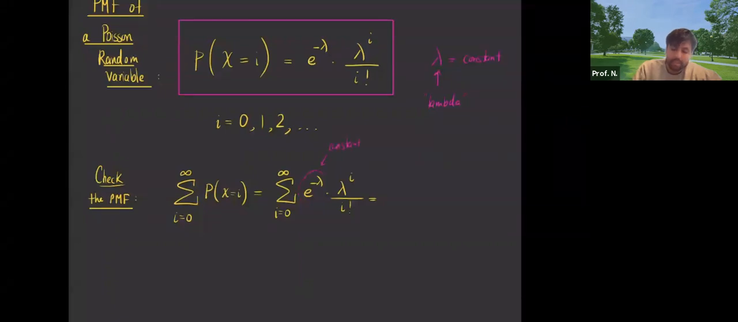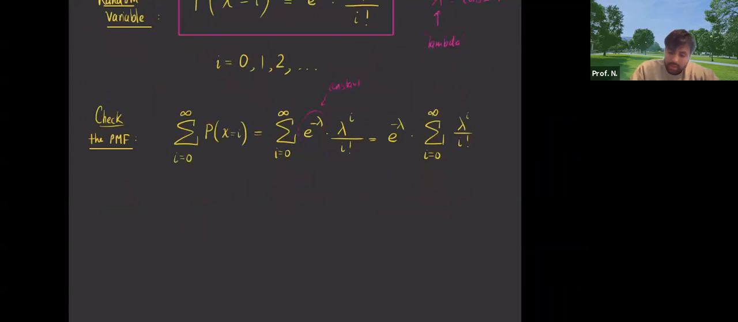I have a constant being multiplied to a whole bunch of terms in this summation. What can I do now? I can take this out, right? E to the negative lambda is multiplied by the summation as I goes from 0 to infinity of lambda to the ith power over I squared, I factorial. But then what is this? What is the summation of lambda to the ith power over I factorial?